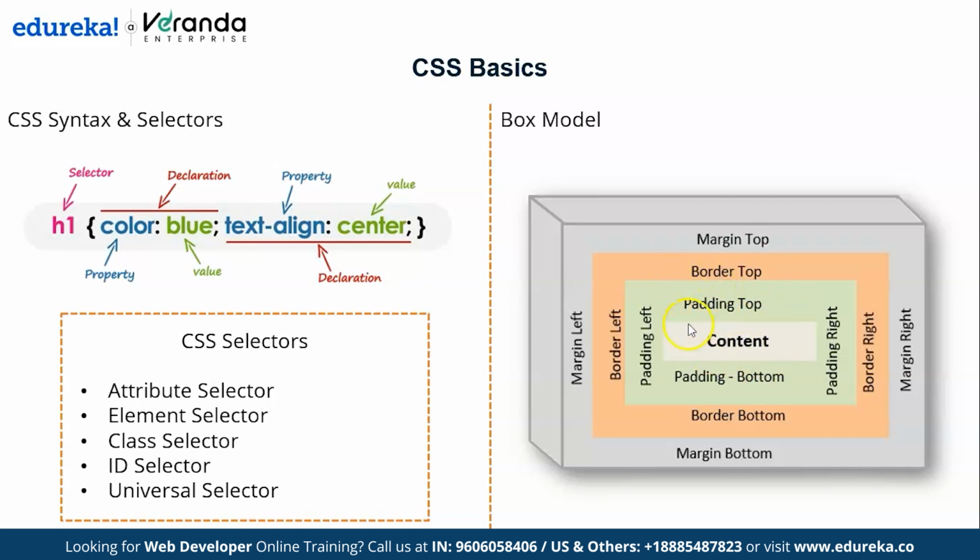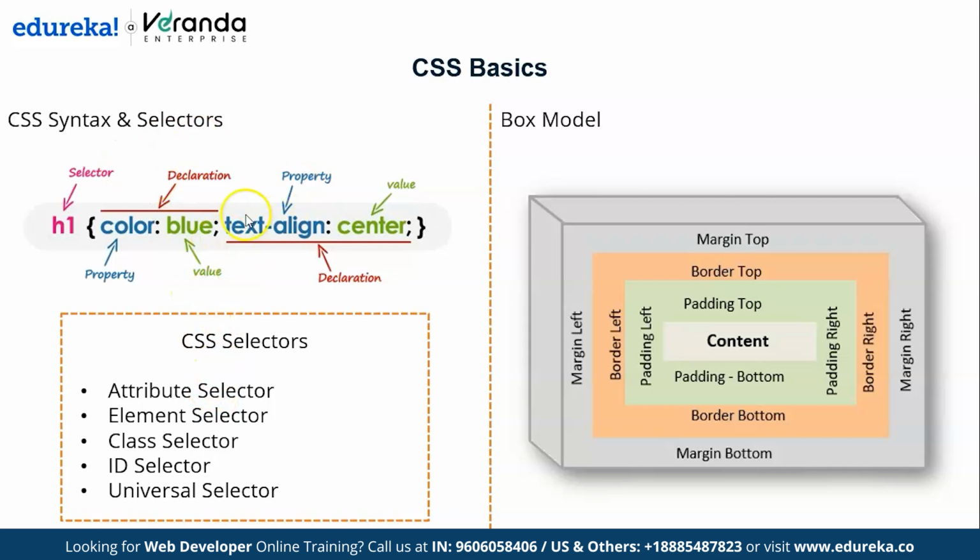So after the padding, we have the border. The border surrounds the padding and the content. You can customize it to be visible, invisible, thick, thin, or styled as you want. And after the border comes the margin. Finally, the outermost layer is the margin, which creates the space between the element's border and the other elements around it. So that's it about the box model.